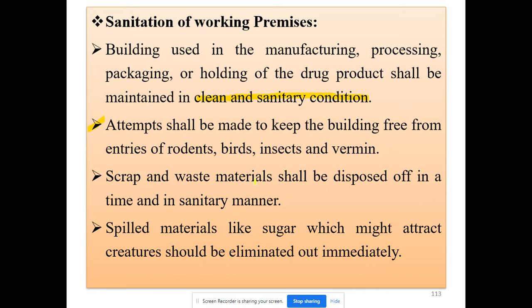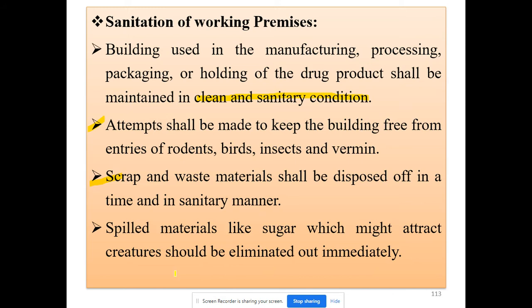Third point. Scrap and waste material shall be disposed of in a timely and sanitary manner. Whatever waste material is generated from the pharma industry, that scrap and waste material should be disposed of on time and in a sanitary manner, so that it helps in maintaining the sanitization and cleanliness of the working premises.